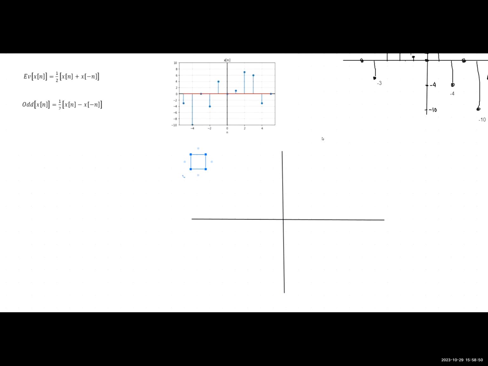There we go. Oh, I know why. Huh. Because I didn't make it wide enough.